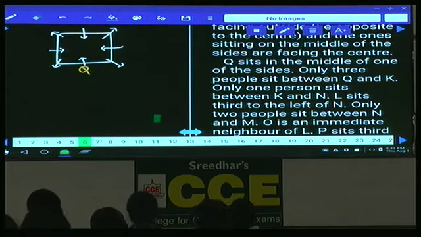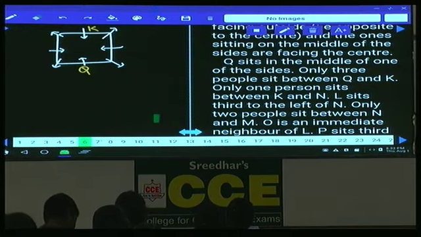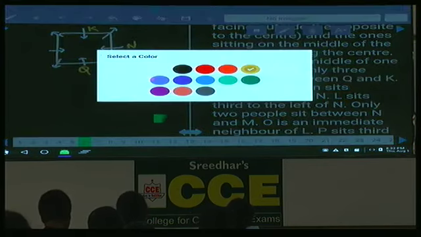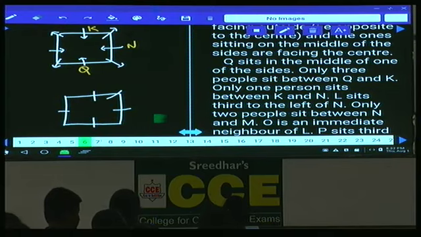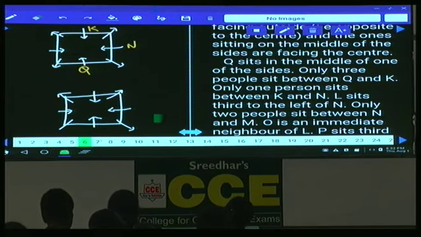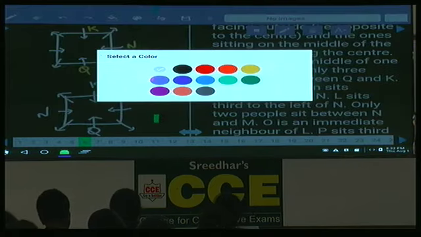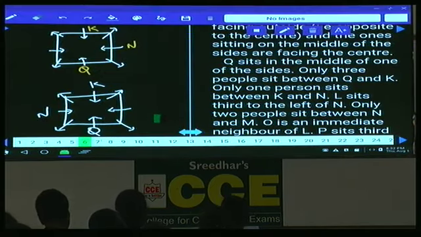3 people between Q and K, hence Q and K are opposite to each other. One person between K and N. One person between K and N can be here, one possibility, and the second possibility, one person between K and N, isn't it? Now these 4 are facing towards and these are facing away. And next one, Q is here and K is here, one person between K and N. Done with this?